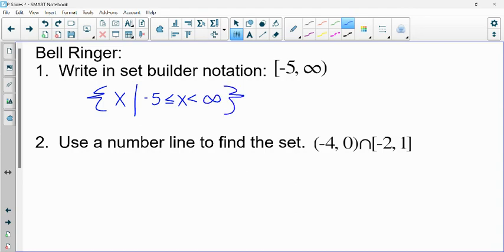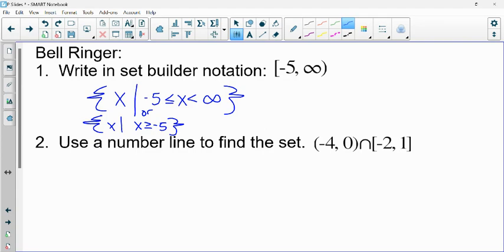The other way you could do this, if you wanted to, x such that, and then you're saying that x is every number larger than -5, so you could just also write x is greater than or equal to -5. That would also be acceptable. Okay, you don't need both, just one of those would work. Either one of those would work.